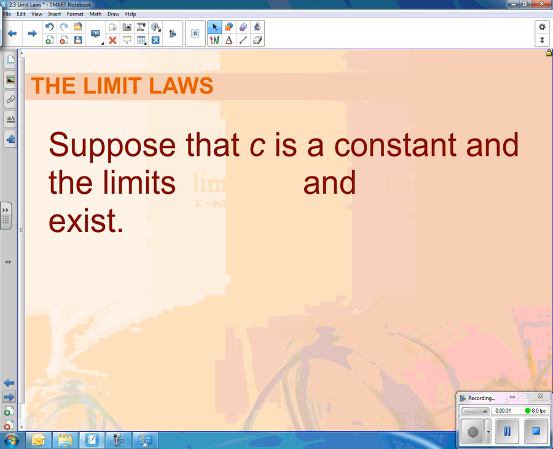First of all, we're going to talk about some of the values that are used on the handout. So c is a constant. Anywhere you see c appear in any of the limit laws, it represents a number. The limits that we're going to use are the limit as x approaches a of f of x, and the limit as x approaches a of g of x. And it's important to note that both of these limits do exist anytime they appear in one of your limit laws.